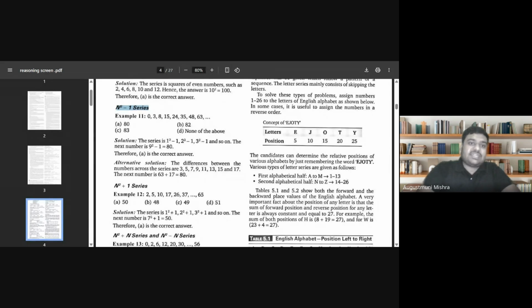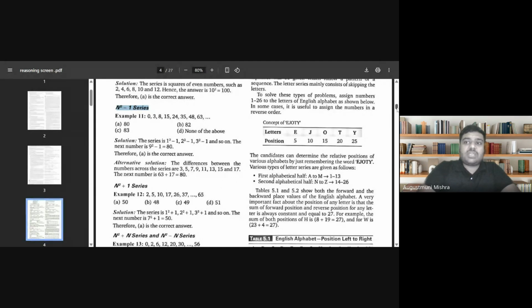Now the next pattern is just the opposite of that. Like I was saying about alternative solutions, one question can be solved with different methods. The differences between the numbers across the series are 3, 5, 7, so like this also you can solve this question. If during the examination you think one pattern is taking more time, you can go for another pattern. It is not fixed in maths that you have to choose only a single pattern to solve a question. So here is also an alternative pattern.